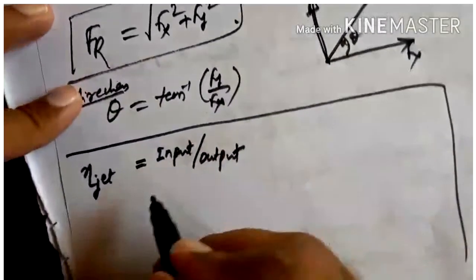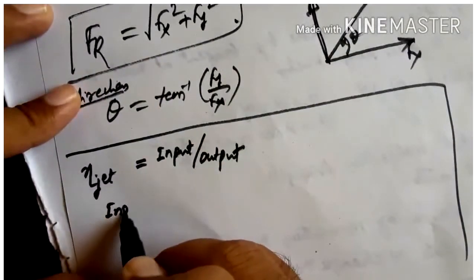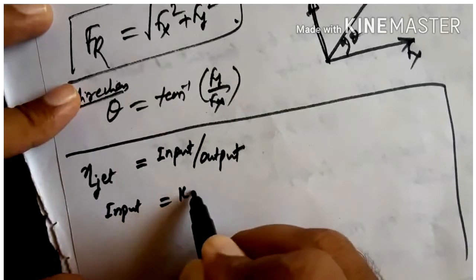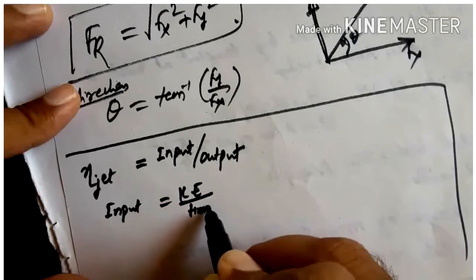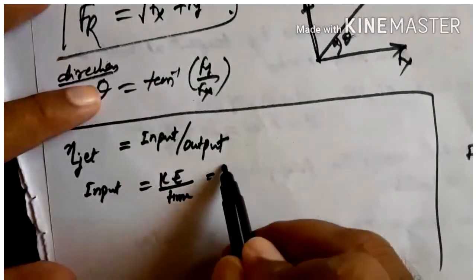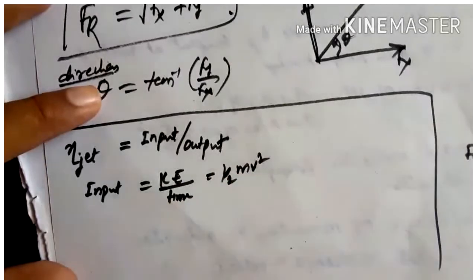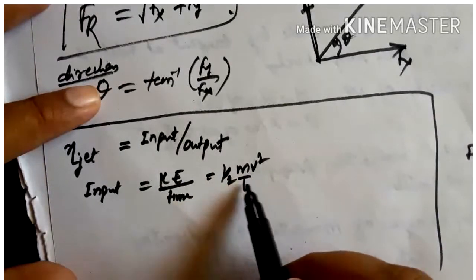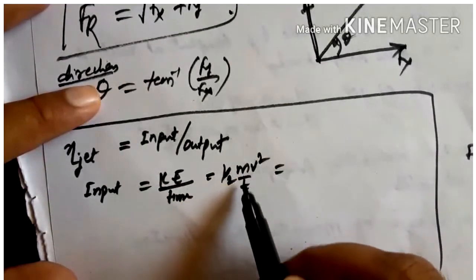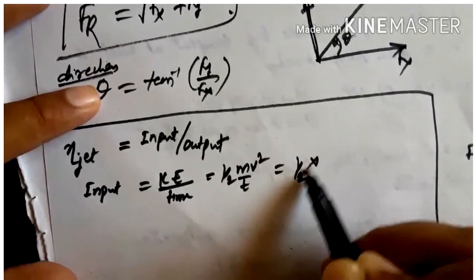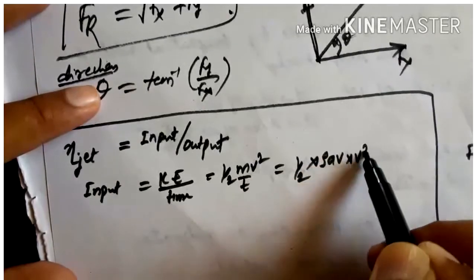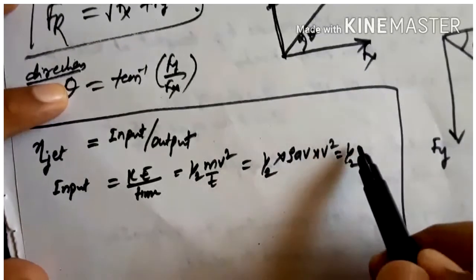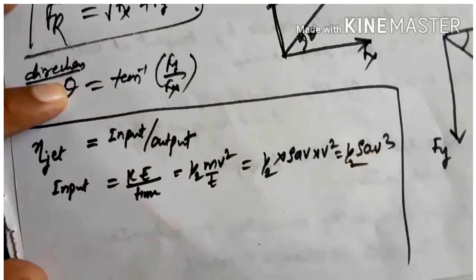So how do we get this? Efficiency: the input energy is the kinetic energy of the jet per unit time. We know kinetic energy is equal to half m v square. Per unit time, it becomes mass per unit time, and this mass per unit time is rho a v. Into v square, we get rho a v cube. This is the kinetic energy.